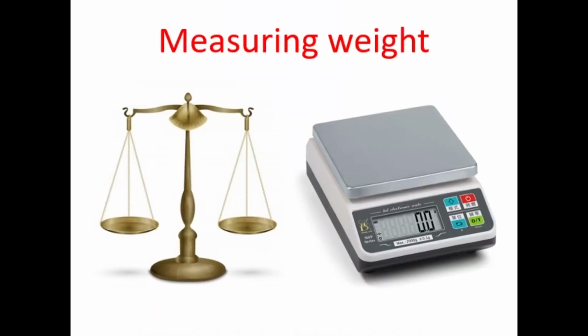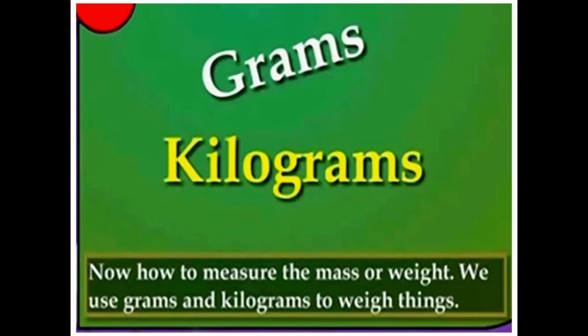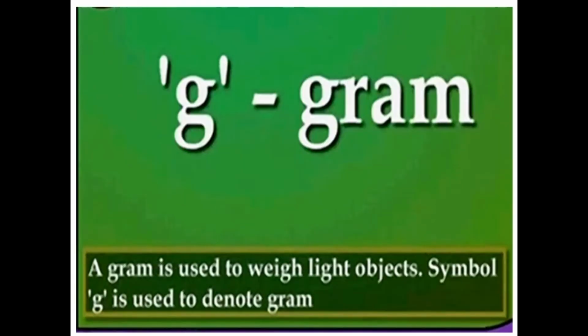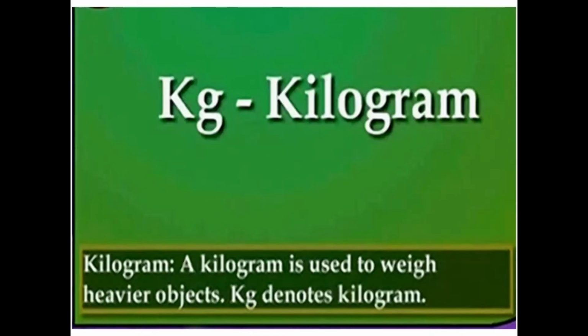Our next topic is measuring weight. We use a weighing scale to measure weight. An electronic weighing scale gives exact weights. We use grams and kilograms to weigh things. Gram is used to weigh light objects. Symbol g is used to denote gram. Kilogram is used to weigh heavier objects. In short, kilogram is written as kg.